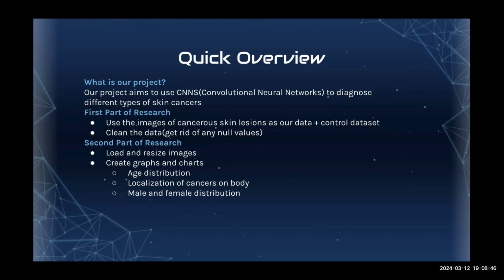And next up, we created graphs before we created the CNN model because we wanted to see if any of these factors would affect our results. We created graphs for age distribution, localization of cancer, so where the cancer was on the body, and male and female distribution. We'll show those graphs in this presentation.